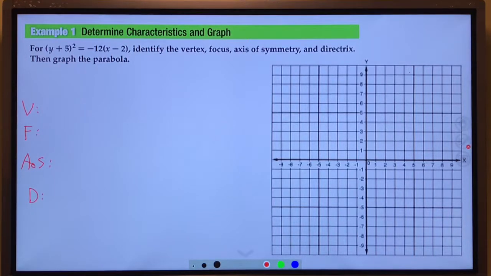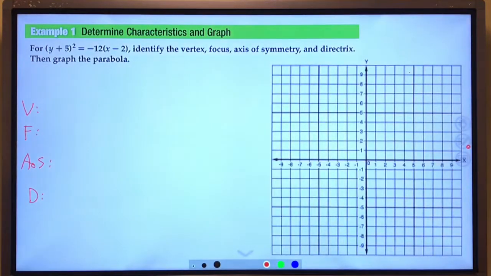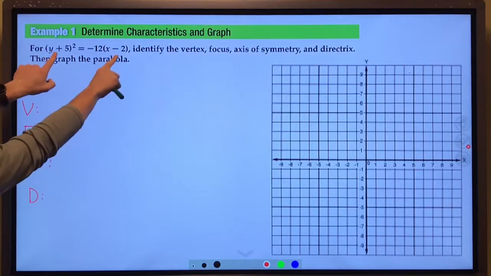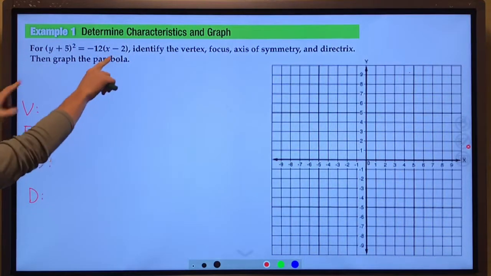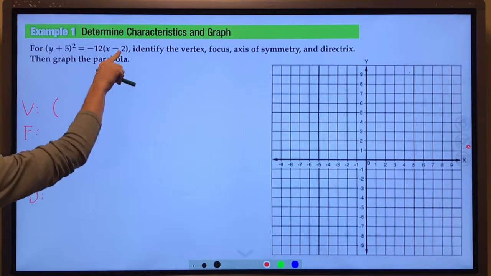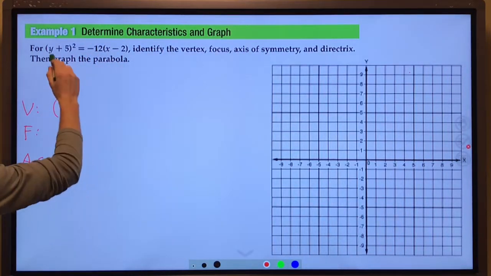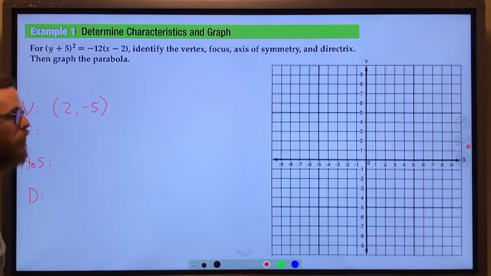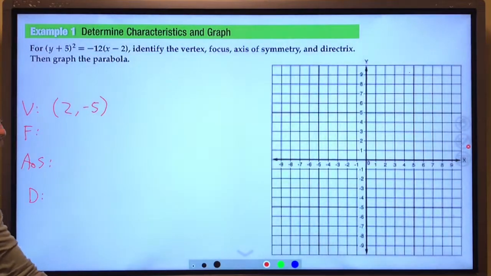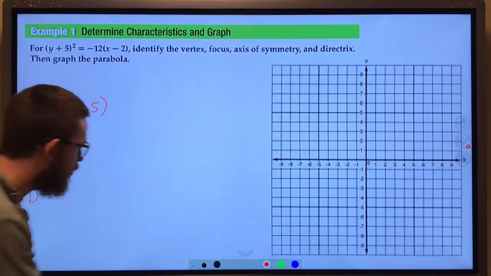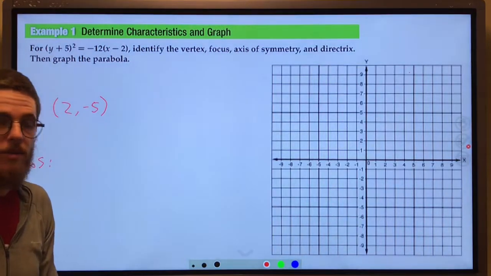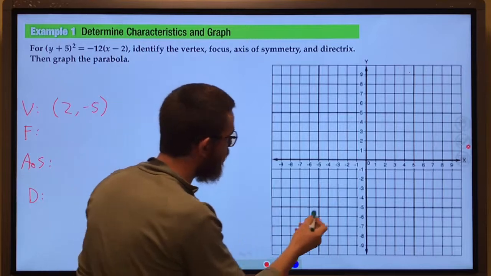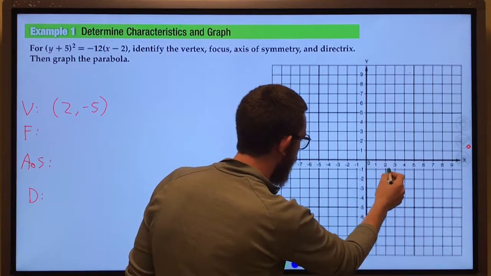Okay. So first of all, the vertex is very quick and easy to find. Look at what's grouped with the x and what's grouped with the y. We know it's going to be the opposite sign of each. The number grouped with the x is the x coordinate, and the number grouped with the y is the y coordinate. So we already know our vertex. Eventually we want to graph this thing, so I'm going to start putting down things that we know. This is our vertex at (2, -5).